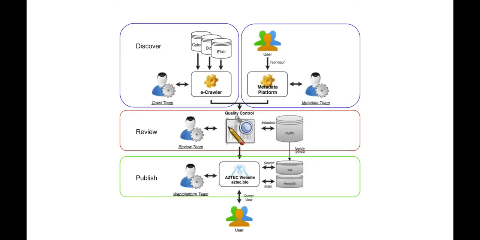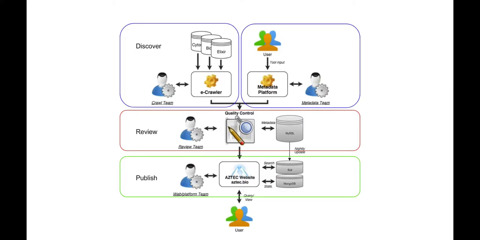Okay, here's a quick overview of Aztec's system workflow. We've broken it down into three main steps. The discover step involves gathering the resources from different sources to populate Aztec's database. We've built programs to automatically extract metadata from existing registries. We also set up a platform for users to manually enter their metadata. And this platform allows them to submit new resource metadata, edit existing metadata, or they can even save and edit the metadata later.